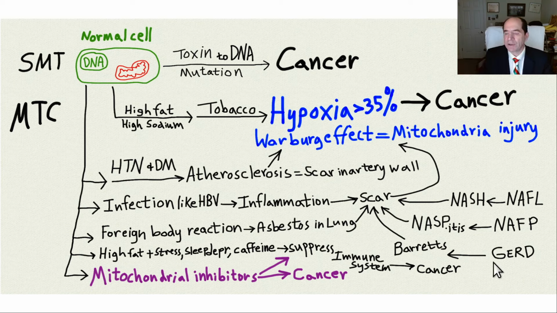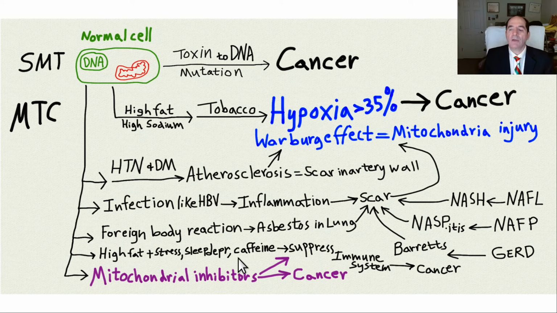In the esophagus, you've got gastroesophageal reflux. First of all, you don't eat dietary fiber. You get abdominal pressure syndrome. The stomach pops into the chest a little bit. Hiatal hernia, that's called. You get gastroesophageal reflux, and stomach acid causes inflammation of the esophageal wall. The healing response leads to something called Barrett's esophagus: scarring, inflammation, hypoxia, Warburg effect, cancer. Okay, mitochondrial injury and cancer.